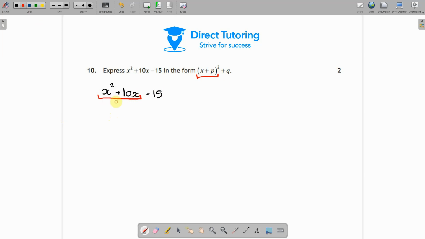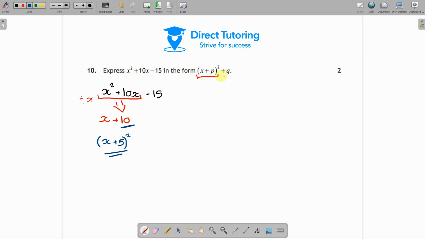Now, all we have to do is divide everything by x first. So we then get x plus 10, and then you half this value. So your bracket will become (x plus 5) squared. So that's us found P right away.